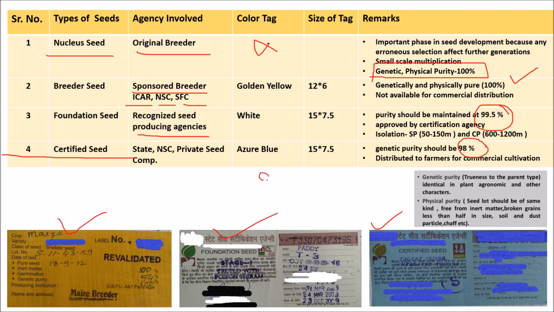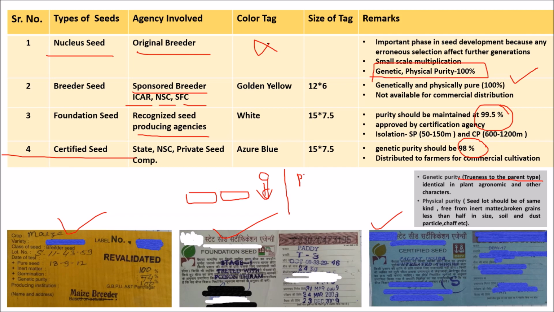Now, what is genetic purity? If you're talking about seed, you should know genetic purity and physical purity. What is the true definition of them? We should talk about that. So, genetic purity is the trueness to the parent type. How true that seed is, how identical to the parent type. That is called genetic purity.